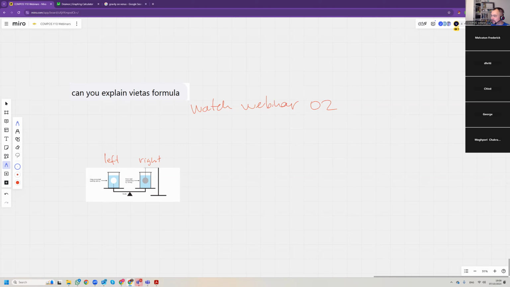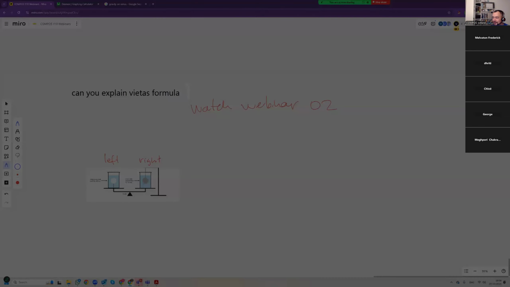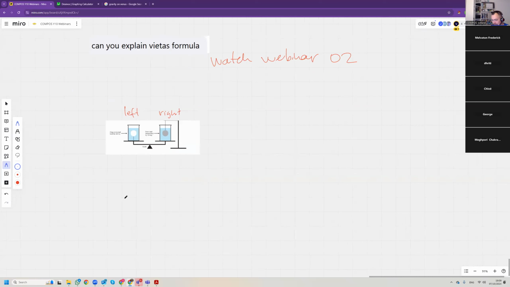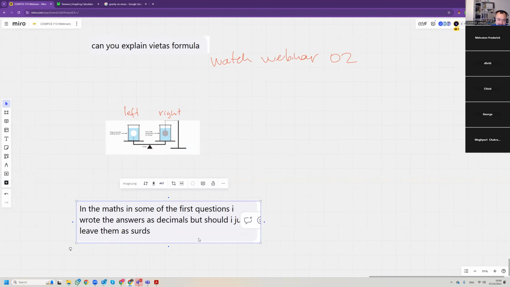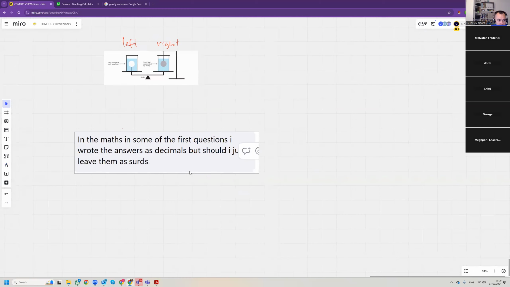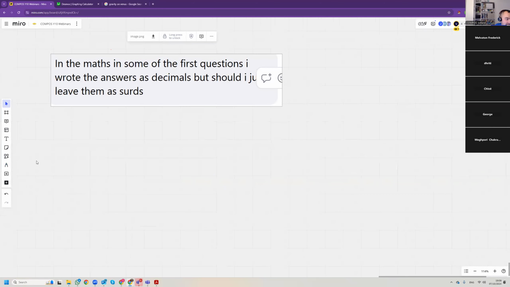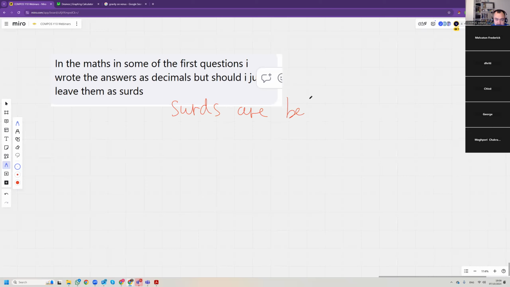It's better to leave them as surds, but if you've already submitted, don't worry too much about it. We will accept both decimals and surds, but we prefer surds. It's good practice. When you go to university, you would be expected to do it in surds. Surds are better.